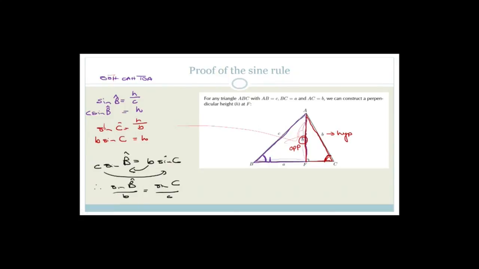I could have taken sine B over to this side, and sine C over to this side, and I would have ended up with C over sine C is equal to B over sine B. There you go. So that is the proof of the sine rule. In grade 11, I'm sorry to say this to you, but you do actually need to know the proof of the sine rule. If you don't know it, then you are sadly going to lose marks in either the grade 11 papers or the grade 12 papers.